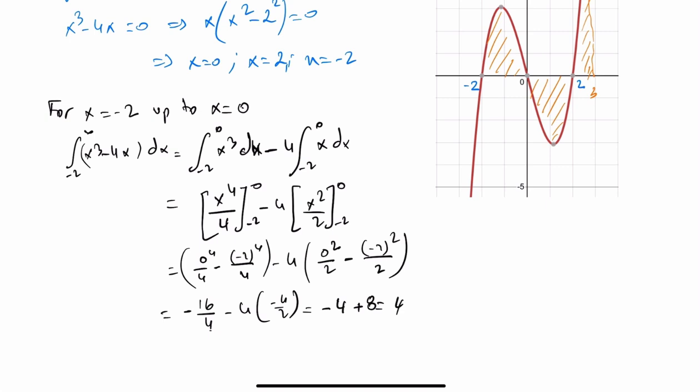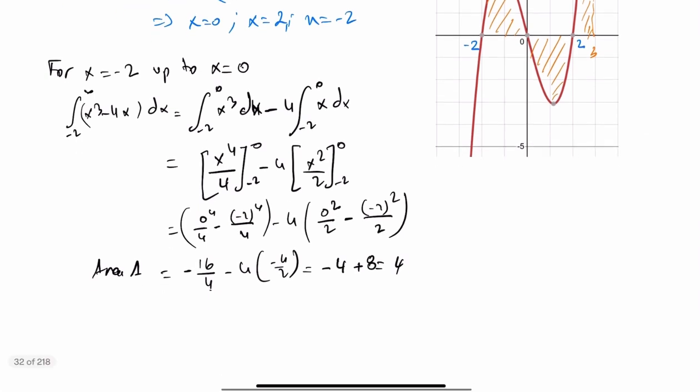So the area 1 is equal to 4. We'll just note it here. For the second part, you can see that our function is under the x-axis, so we need to take the absolute value of our integral. So let's take another color.